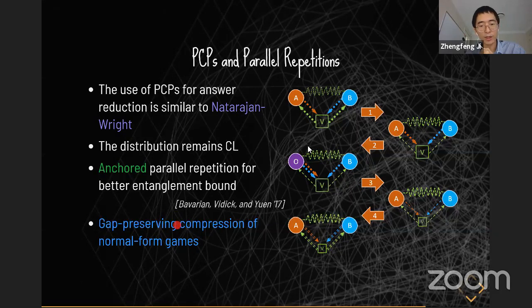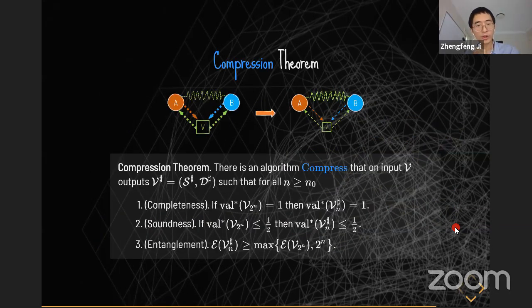Then combining all the steps, you will have a gap-preserving compression of normal form games. You start with a game using 8-level CL functions, and you end up with a game with 8-level CL functions, but of much smaller size. So okay, now you have a compression theorem.